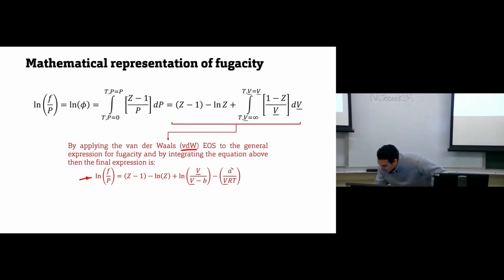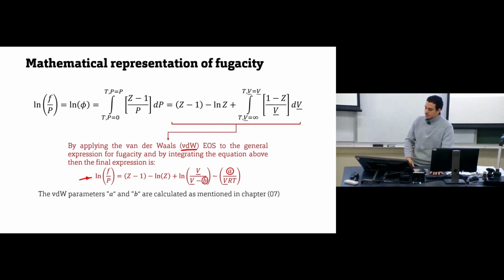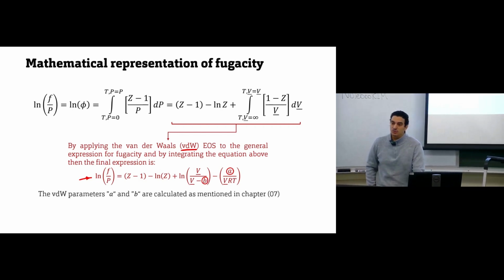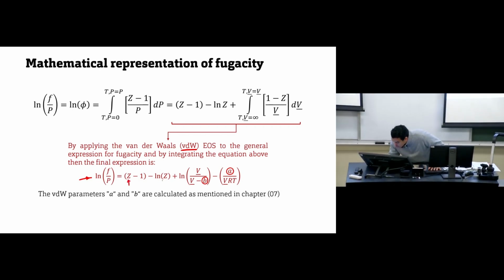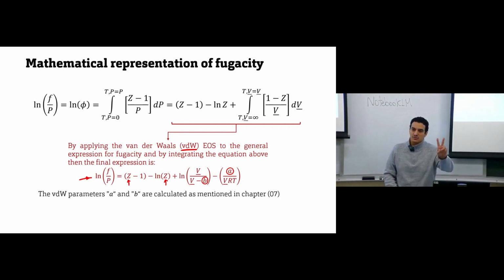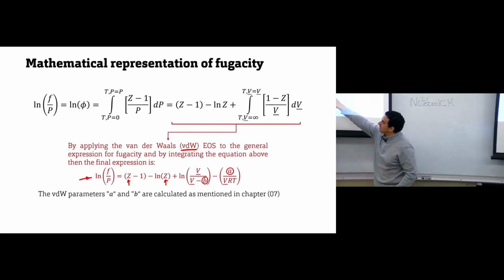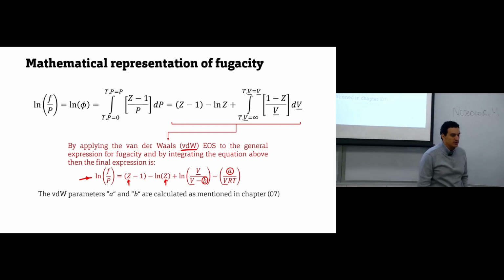Here you can see we have parameter A, we have parameter B. If you remember, these are van der Waals parameters, and these will be obtained similar to what we did in chapter 7. Okay. And again, this equation here contains the compressibility factor. Do you remember how many forms we have for the van der Waals equation of state? 2. One with compressibility factor, one without compressibility factor. So here I used the one containing the compressibility factor. This is why the final expression contains the compressibility factor.